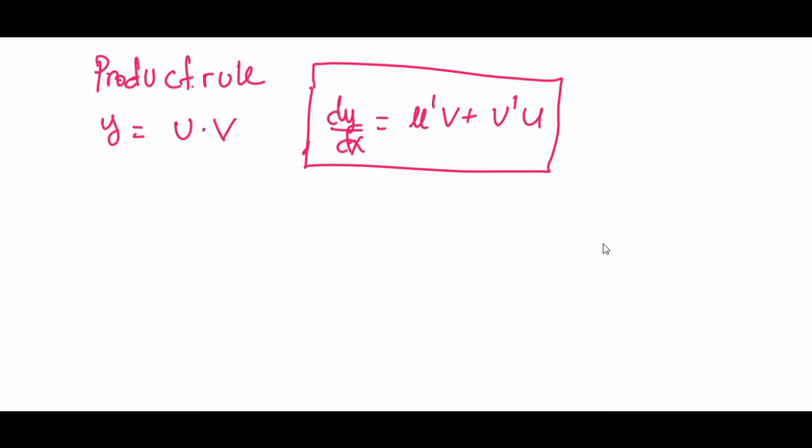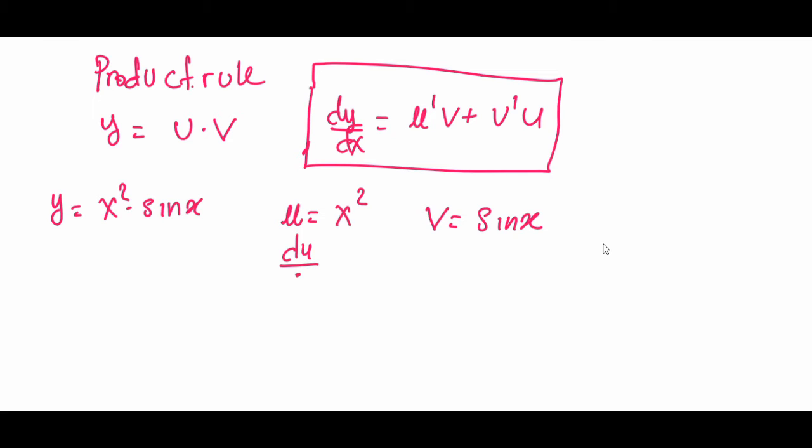So that means my y is equal to x squared times sine x. So that means my u is equal to x squared and my v is equal to sine x. Okay, du by dx, which is equal to u prime, is equal to 2x, because I also have this formula.